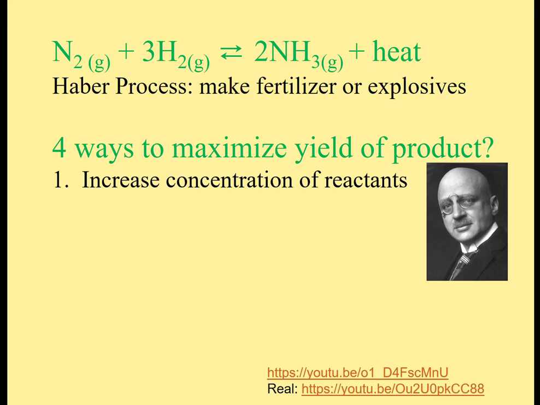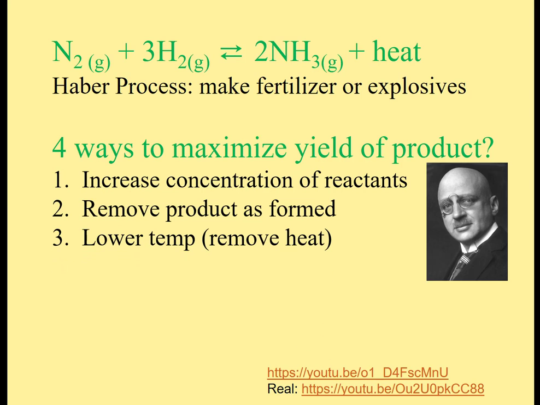You can increase the concentration of the reactants, the nitrogen, the hydrogen. Make sure you have abundance of that in your reaction vessel. You can remove the ammonia as it's formed, so that it's continually favoring the product side. You can remove the heat. If I remove it, take towards, it will shift towards the product side.